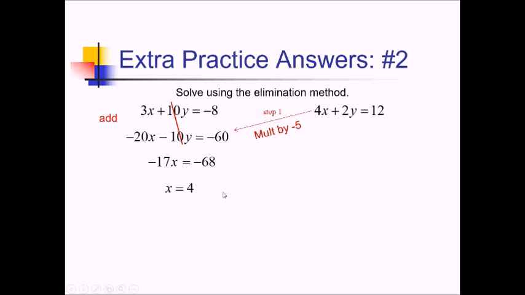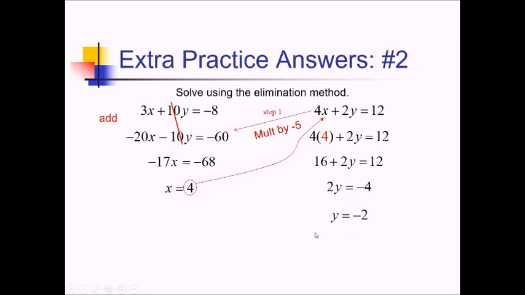And if I want to get y, I have to plug 4 back in for x in one of the equations up here. I'm just going to plug 4 in over here for this x value. So we have 4 times 4 plus 2y equals 12. So 16 plus 2y equals 12. Subtract 16 from both sides, that's negative 4 over on the right. Divide by 2, we get y equals negative 2. And then my final answer, I've got 4 comma negative 2.